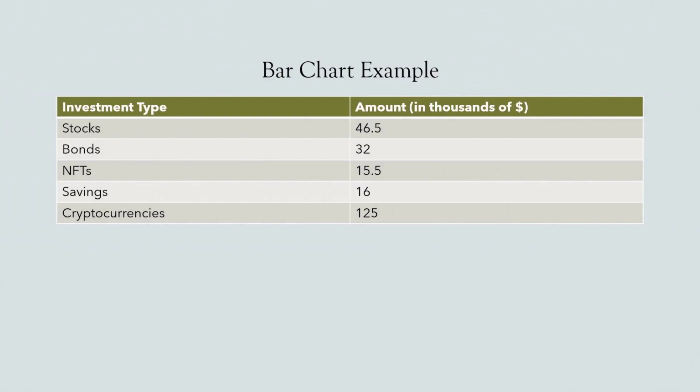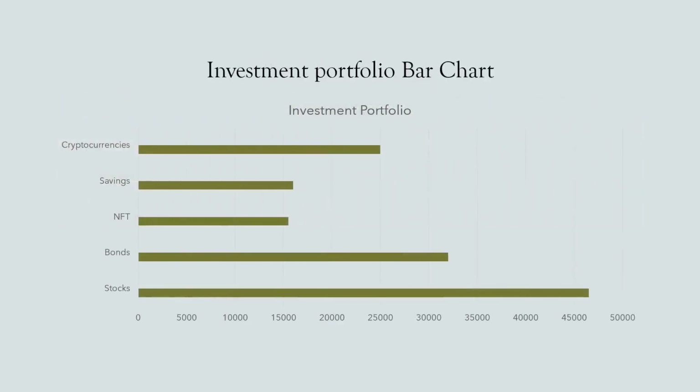We want to use a bar chart to represent an investment portfolio. So we have data on the different types of investments and the total amount that is invested. We can follow the 3 steps outlined above and present a simple bar chart.